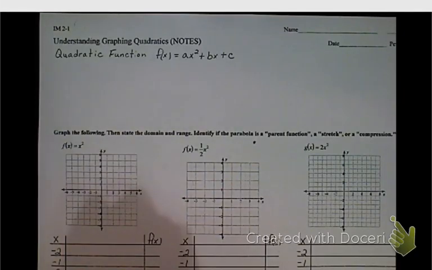All right, we are officially on our last unit of the semester. Over the last month or so, we've been dealing with solving quadratic equations. And now we're going to graph quadratic equations. So let's go through a couple things first.